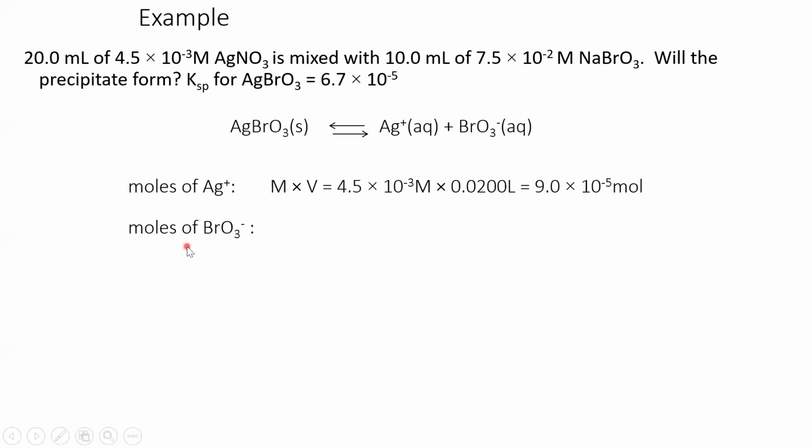So we want to do the same thing for the bromate ions. They come from our sodium bromate solution. Mirror what I did: we've got 10 milliliters and 7.5 times 10 to the minus 2 molar. Calculate the moles of bromate. And after you have that, put it into the chat.